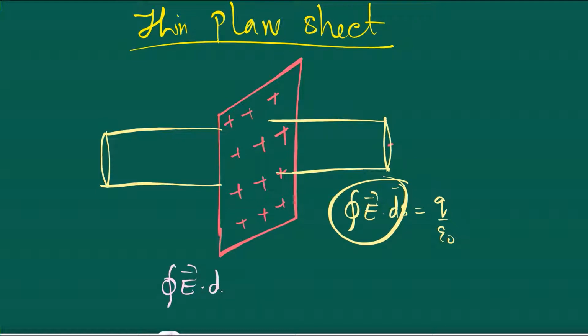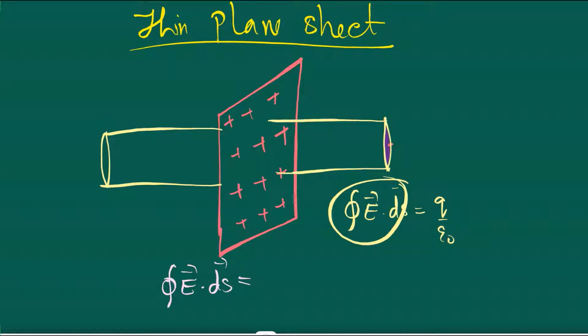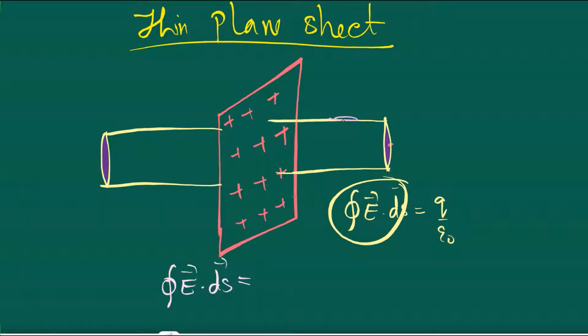We can represent that in terms of three regions. The first region, this is the second region, and here we can consider the curved surface, a small area, as the third region. This is region 1, this is region 2, and this is region 3. So we can find the area vector.